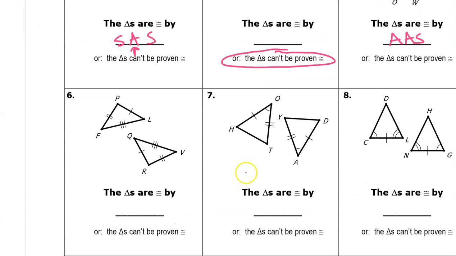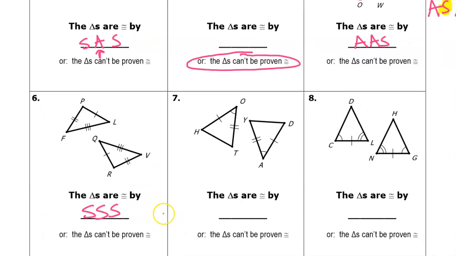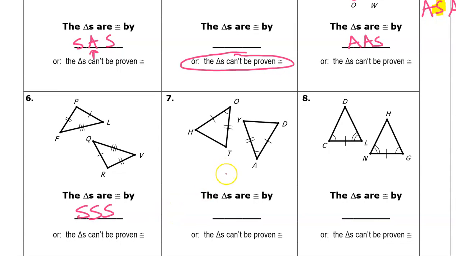Okay, how about problem number 6? Well, this one is pretty obvious. We have all three sides marked and all three sides marked. So that's clearly going to be side, side, side. Okay, look at problem number 7. On this problem, we have two sides and an angle. Okay, so that's either going to be side-side angle, which is not a thing. All right, if it turns out to be side-side angle, I'm going to pick this one.